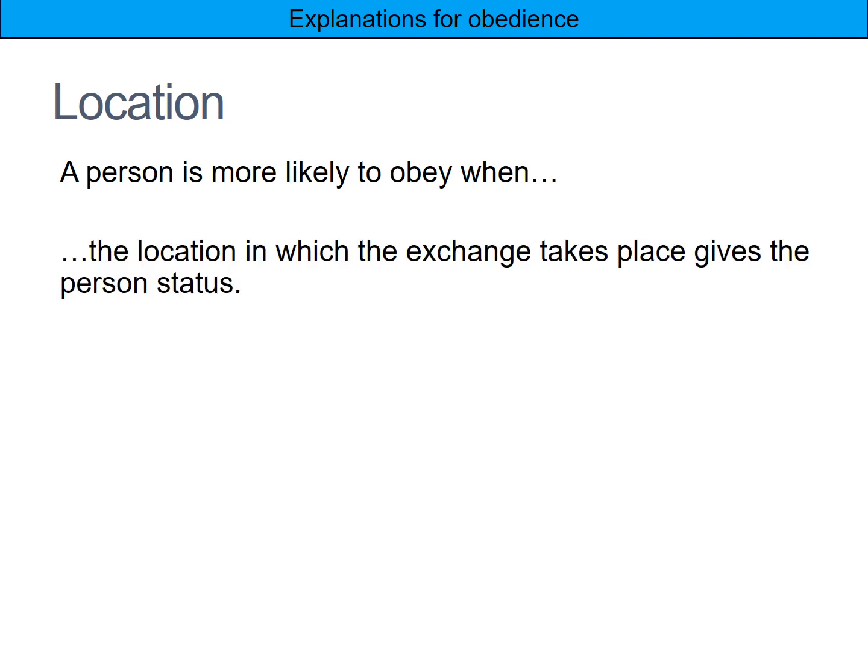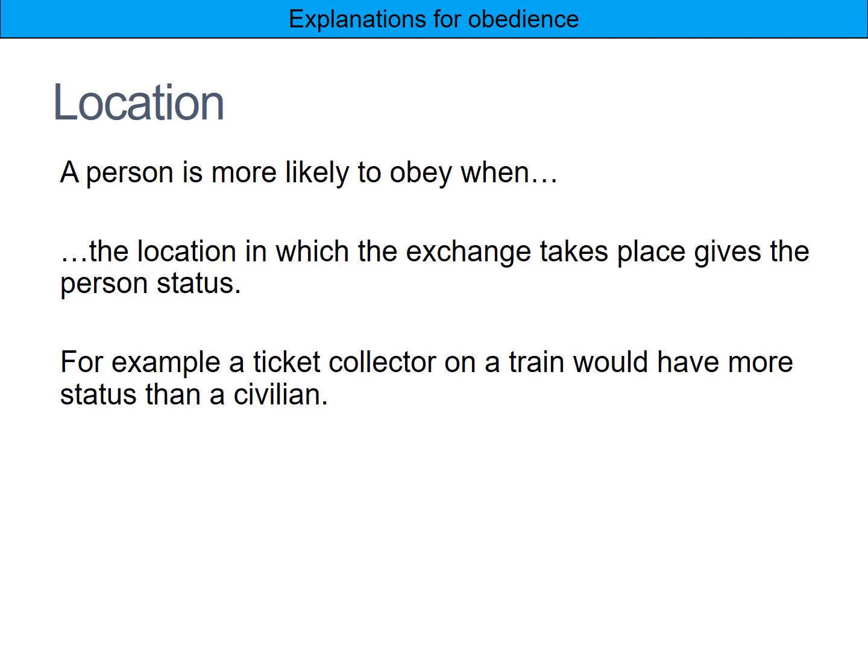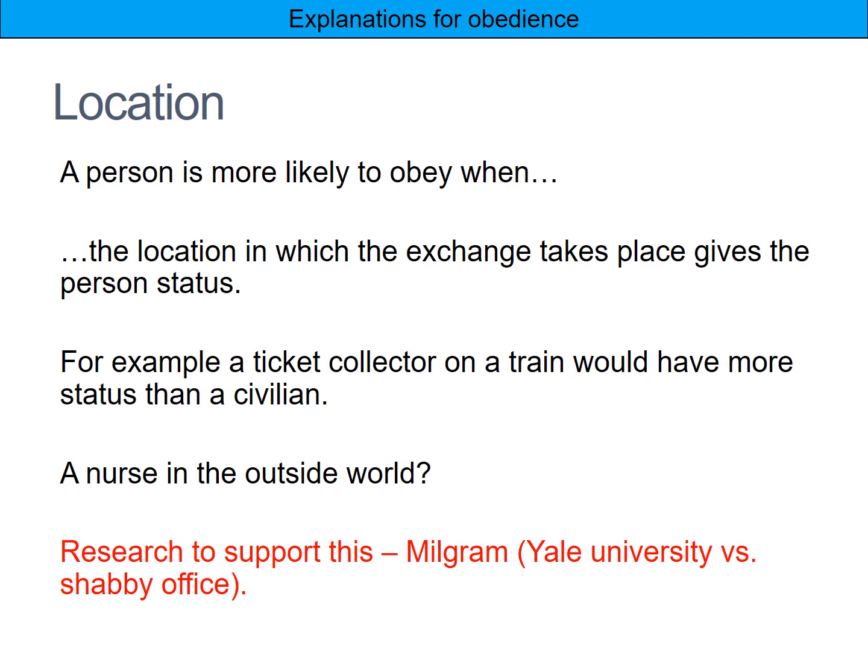Finally, to talk to you about the location explanation. So a person is much more likely to obey when the location in which the exchange takes place gives the person status. So for example, a ticket collector on a train would have more status than a civilian. And as I've said before, a nurse in the outside world doesn't have as much authority as he does in the hospital. And research to support this explanation, you've got Milgram looking at Yale University versus the shabby office again.